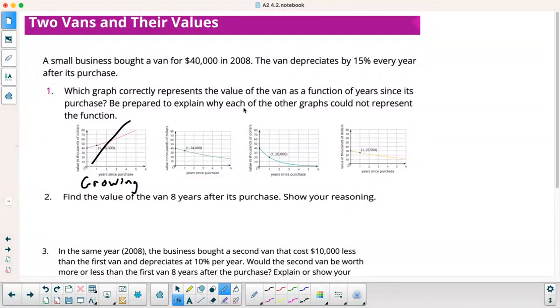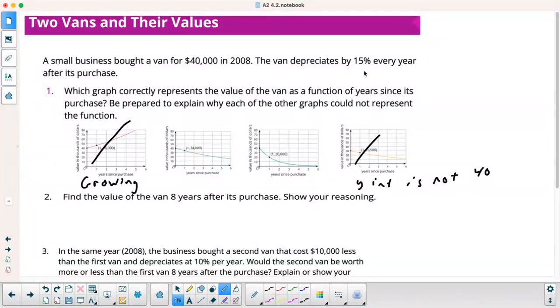So the initial value is 40,000. So you want your y-intercept to be 40 because it's in thousands. So I can get rid of this one. Y-intercept is not 40,000. So then it's down to these two.